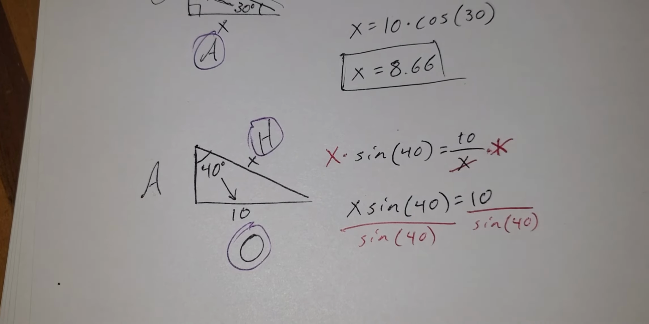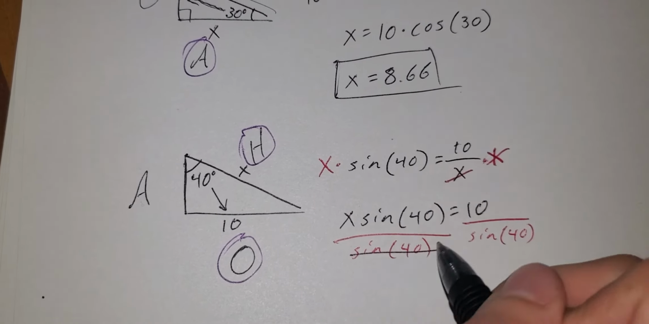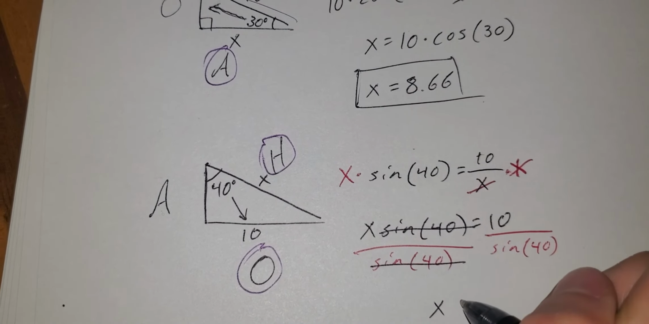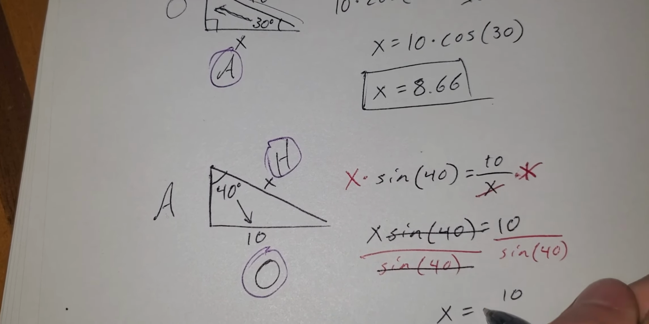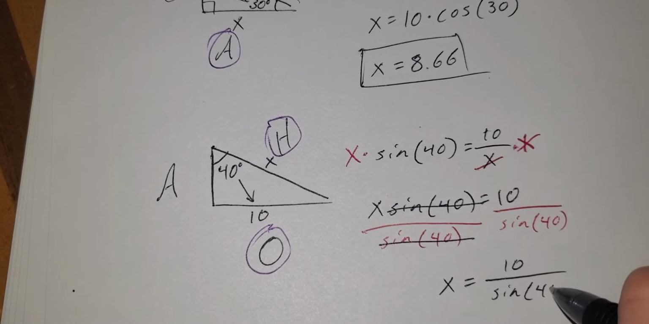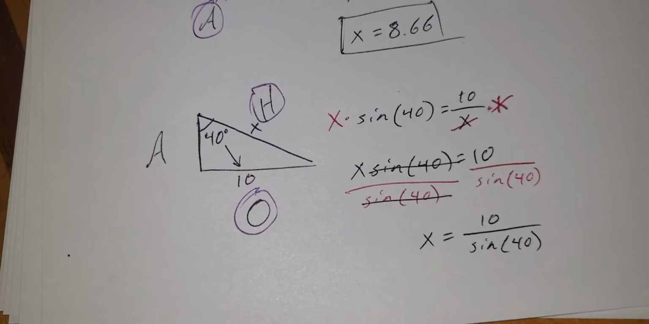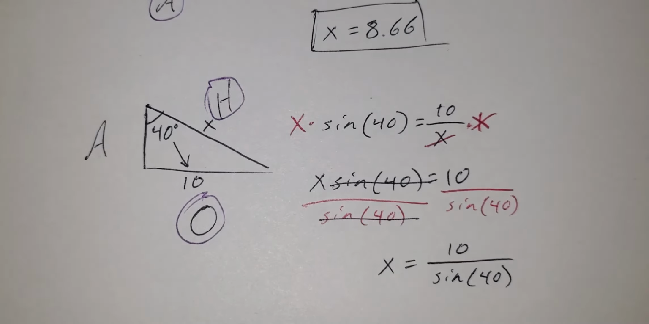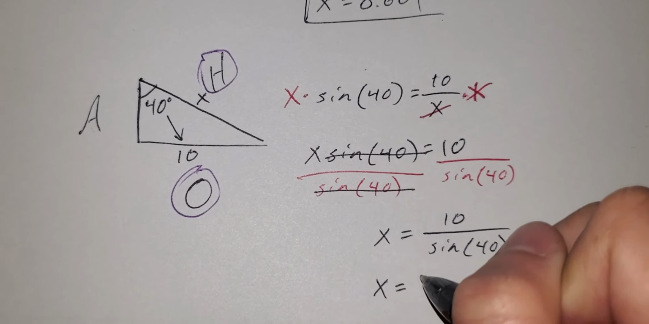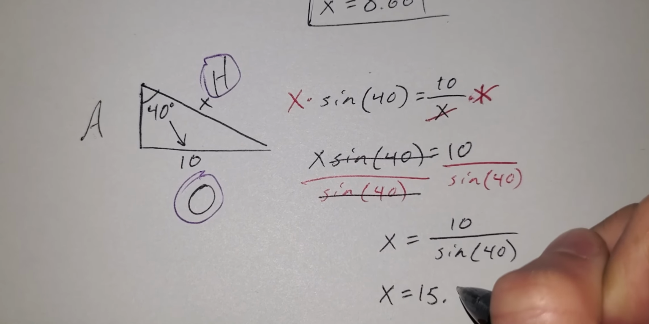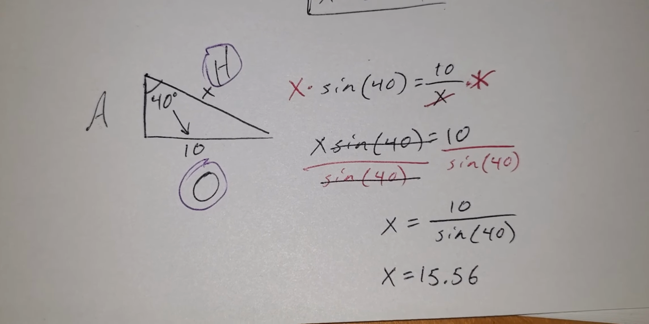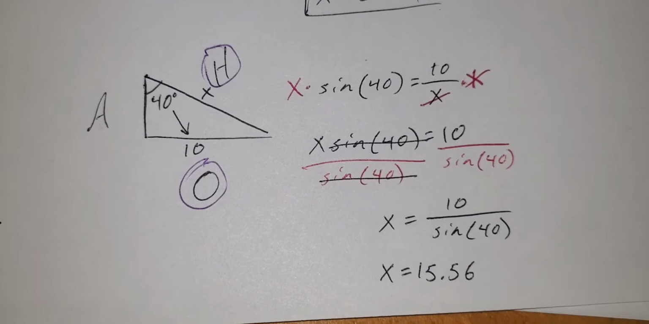On the left side, these two cancel out, leaving you with x by itself equal to 10 divided by sine of 40. You put this into your calculator, and you get that x equals 15.56. And this will be your other answer.